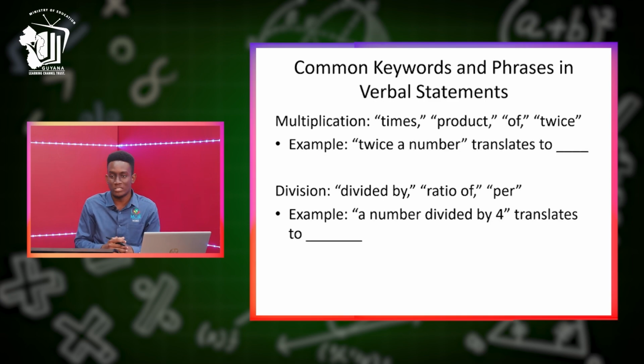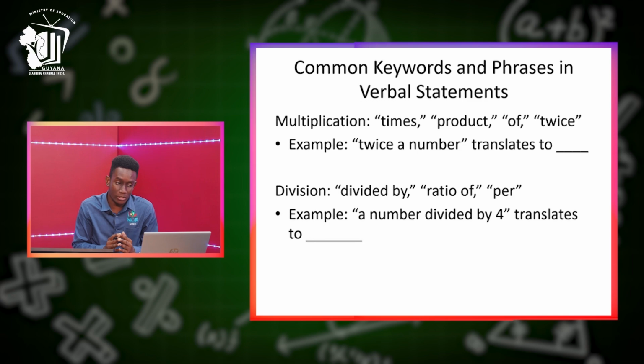Next one, multiplication. For multiplication, we will see words such as times, product, of, twice. For the example, it says twice a number. We don't know what the number is, so twice a number would be 2 multiplied by the unknown. So we can say 2x. 2 times x, which is the same as 2x.